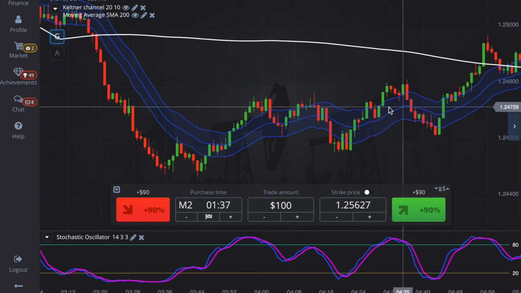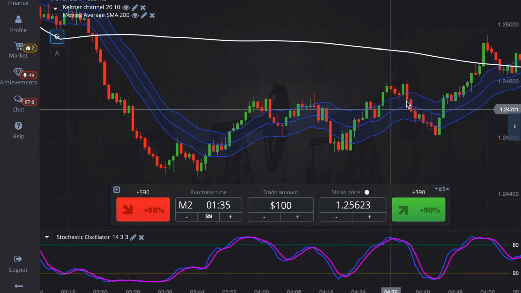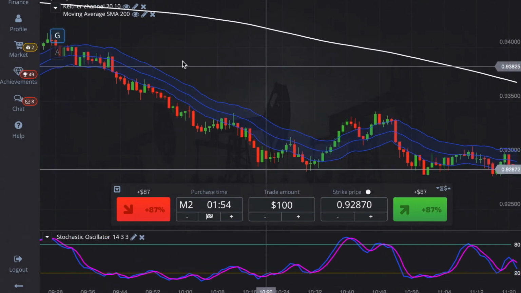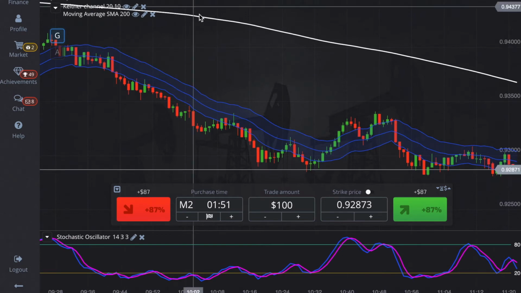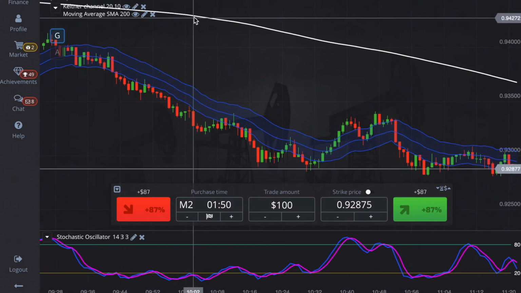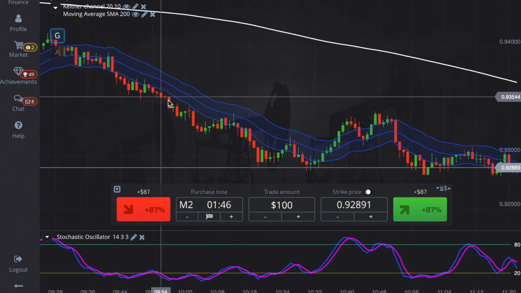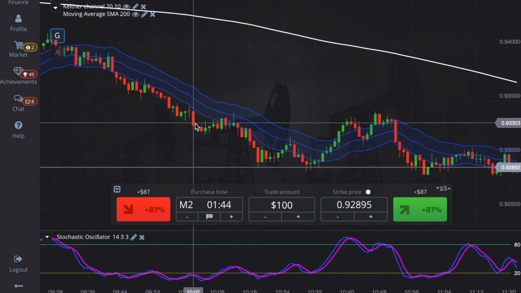So again, you see we're getting a little close to the line though. Let me see if I can find a better scenario for you all. So something like this is a perfect scenario where there's a lot of distance from the white line, the 200 moving average, and you see how strongly it's surfing down.